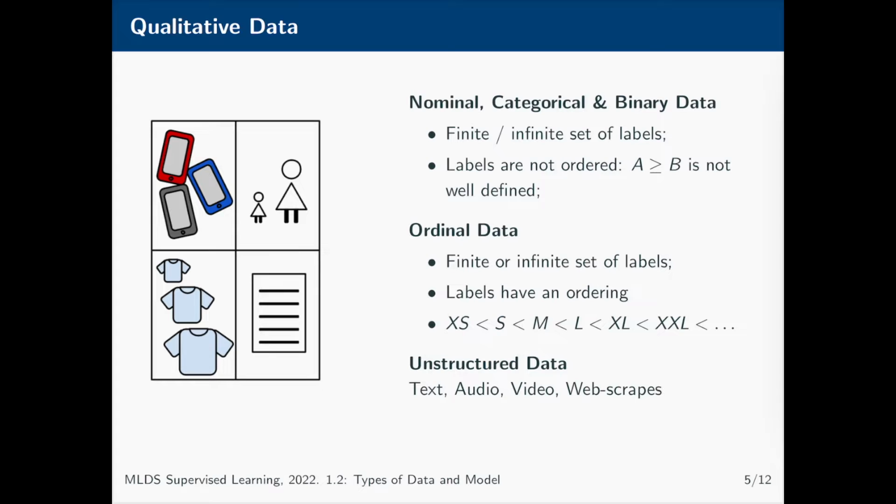Finally, we might be considering qualitative data that has less structure, and this might have the form of web scraped text, audio clips, video clips, or an entire scraped website. We'll mainly be focusing on the first category here of nominal, categorical, and binary data within this course, though you may see some things here and there to do with ordinal and unstructured data as well.